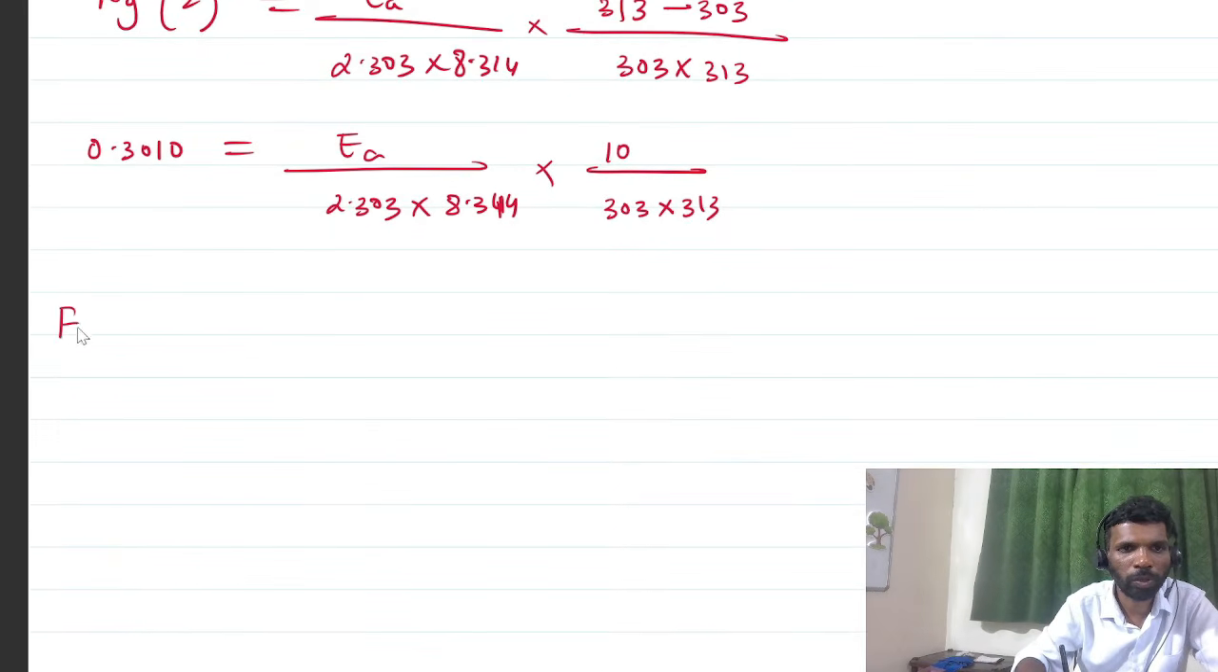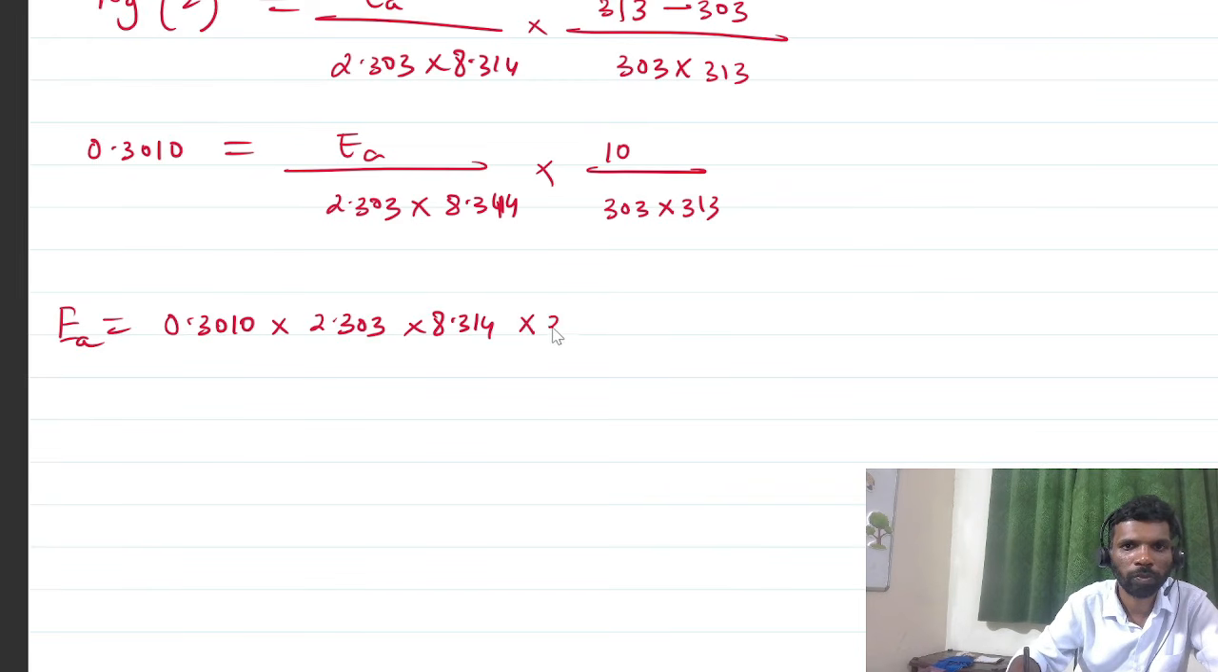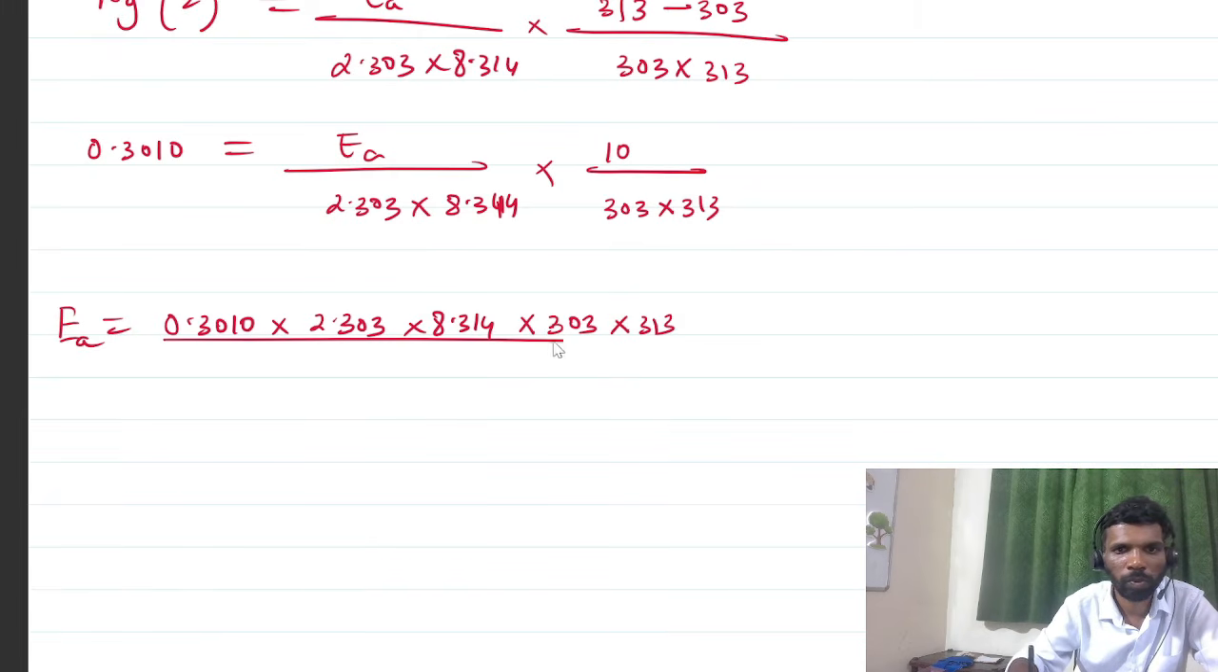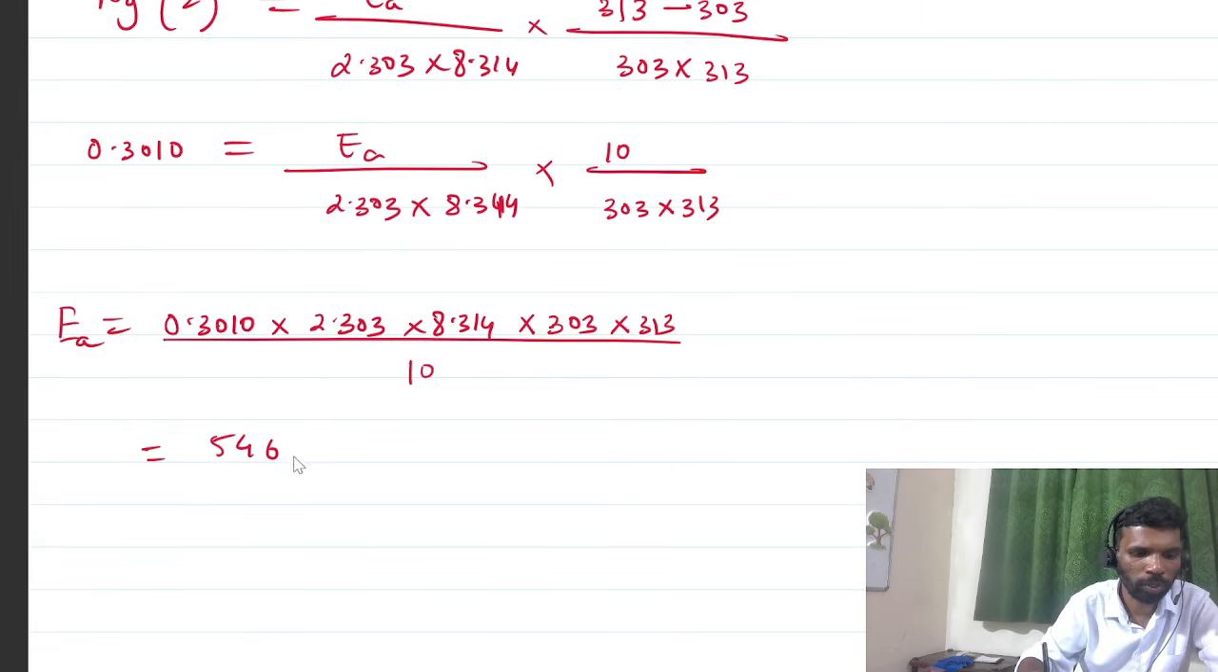So EA will be equal to, 3010. So this answer comes to be 54,658 joules per mole. In kilojoules per mole, it is 54.658 kilojoules per mole.